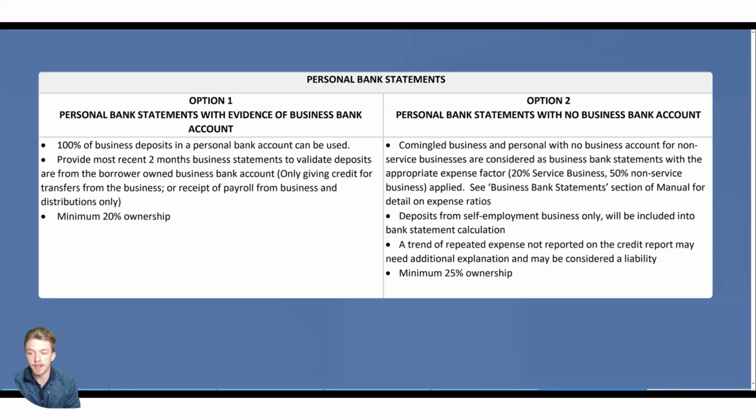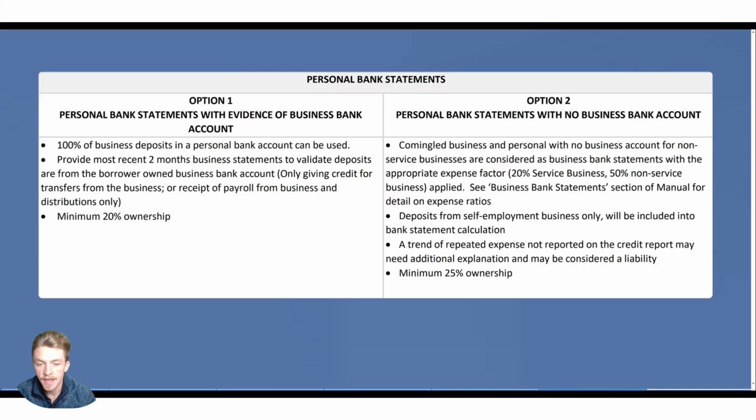For personal bank statements, okay, so 100% of business deposits in a personal account can be used. We essentially need you to provide the most recent 2 months of business statements to validate these deposits are from you, the borrower, and your specific business bank account, okay? So we're essentially only giving credit for transfers from your business, or receipt of payroll from this business, and distributions only. So for this, you have to own at least 20% of the business.